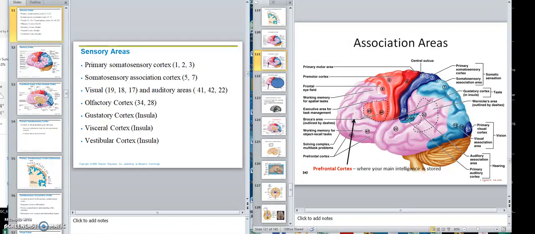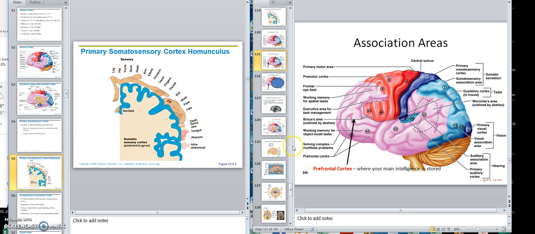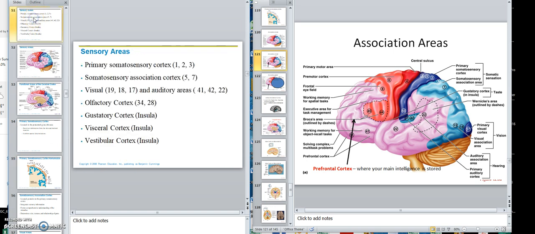Okay, class, we're back again. We're now looking at the cortical sensory areas. We have the primary somatosensory cortex, which we showed before. Remember, the primary somatosensory cortex was this homunculus. It was in the postcentral gyrus. We have that. We have the somatosensory association cortex, which is here.